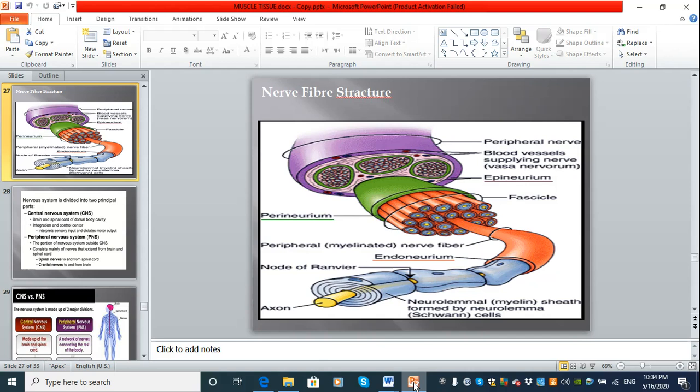As we saw in the muscle fiber, here I have the epineurium, which surrounds the entire nerve. Then we have the perineurium, which surrounds the fascicle, a group of fibers. Then we have the endoneurium, which surrounds each fiber and continues along the long axons until the terminal.